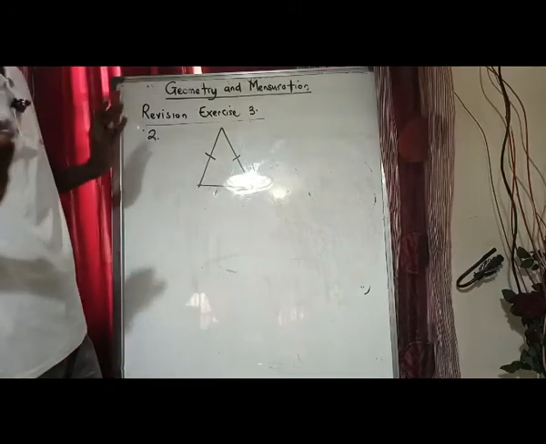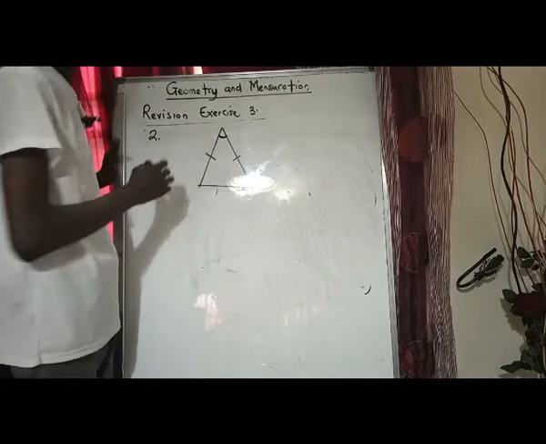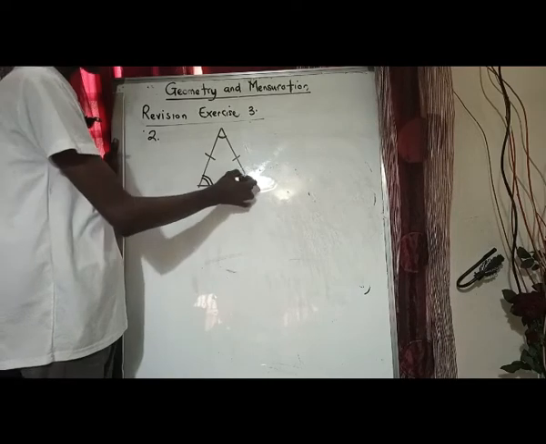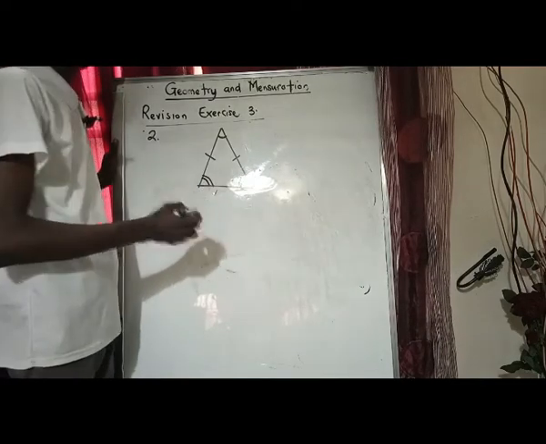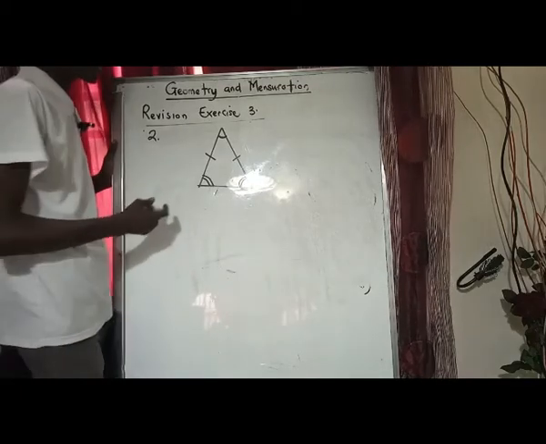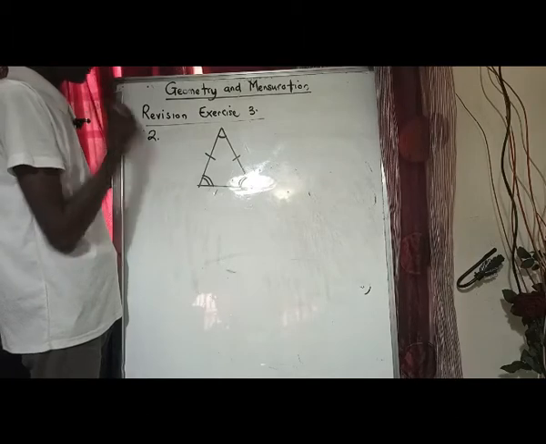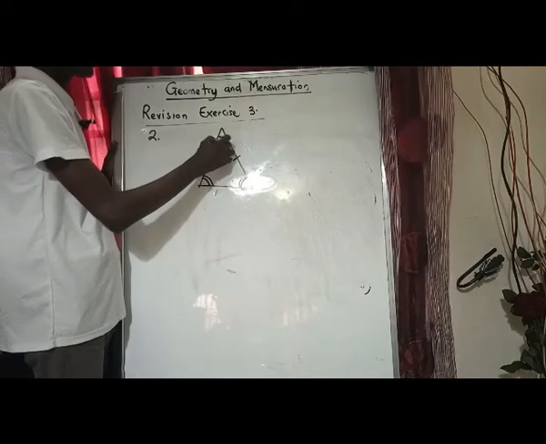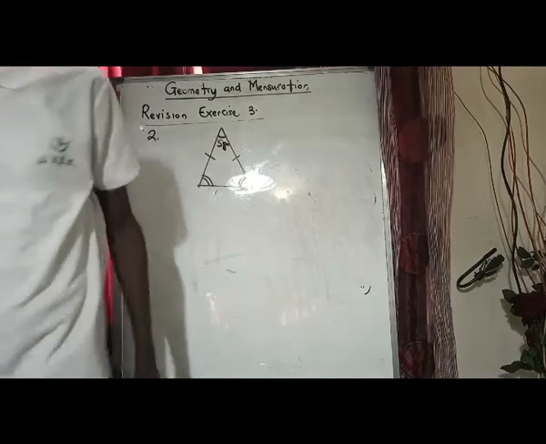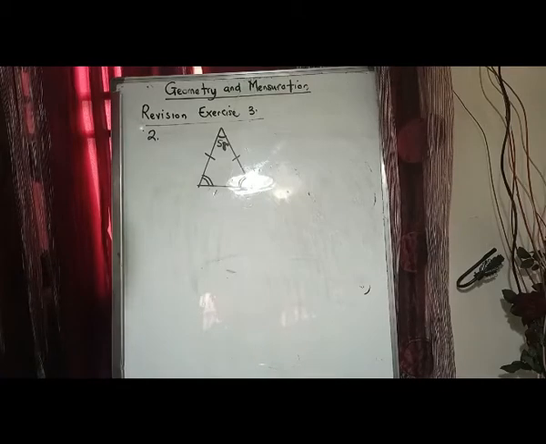The vertical angle of any isosceles triangle is this angle. These angles are called the base angles. And that's why we say that for an isosceles triangle, the base angles are equal, right? So in this narrative, the vertical angle is 58 degrees. And we are told to calculate the size of one of the base angles.